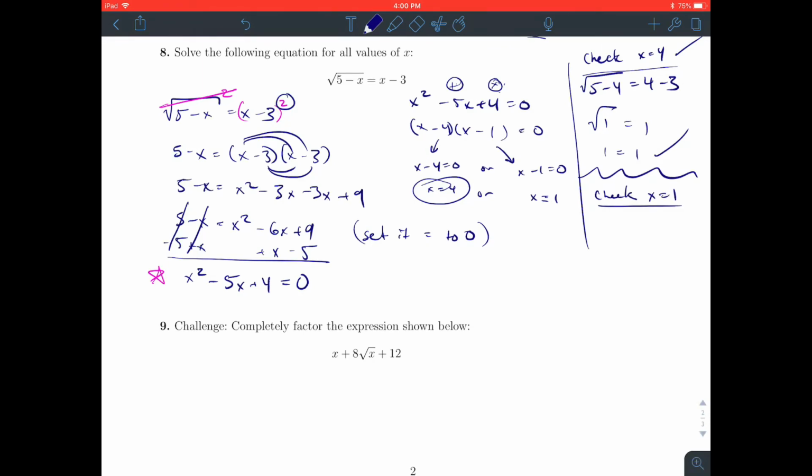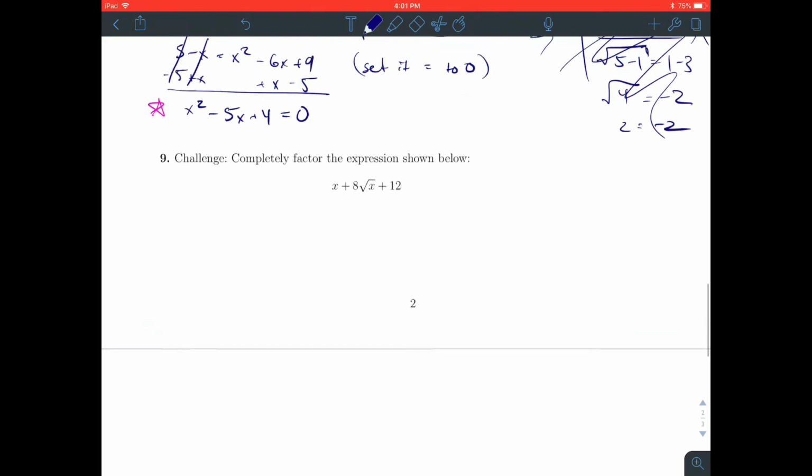So we'll check x equals 1. So we get the square root of 5 minus 1 equals 1 minus 3. 5 minus 1 is 4. 1 minus 3 is negative 2. Square root of 4 is 2, and 2 is not the same as negative 2. So x equals 1 is false. This is an extraneous solution. So we only have the single solution, x equals 4, to this problem. I hope you remember to check your work, because that was tricky.